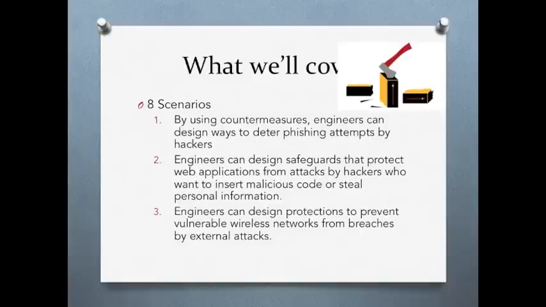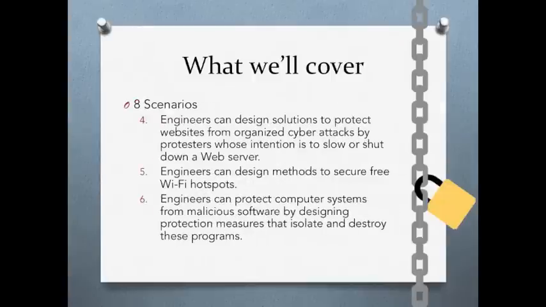Second scenario, engineers can design safeguards that protect web apps from attackers. This is going to be things like cross-site scripting and SQL injection. Thirdly, engineers can design protections to prevent vulnerable wireless networks from breaches by external attacks. We're going to talk about wireless, how it works, some of the threats we face, where we've been and where we're going with it. Fourthly, engineers can design solutions to protect websites from organized cyber attacks by protesters whose intention is to slow down or shut down a web server.